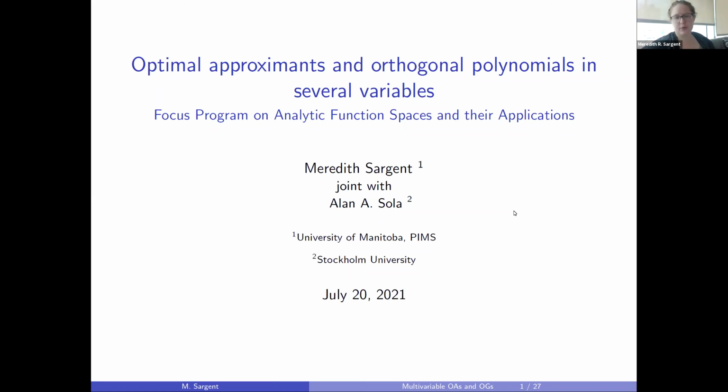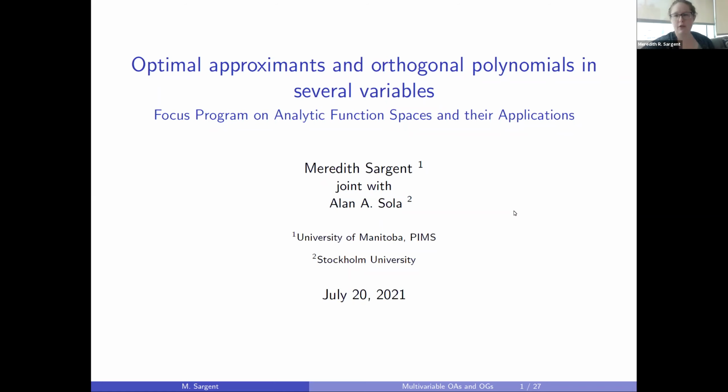We've got a couple of things that we've done with this, so I'm going to try to give an overview. If you saw Catherine's talk last week, you already know a little bit about optimal approximants, but I'm going to start at the beginning anyway. Okay, so what are optimal approximants?